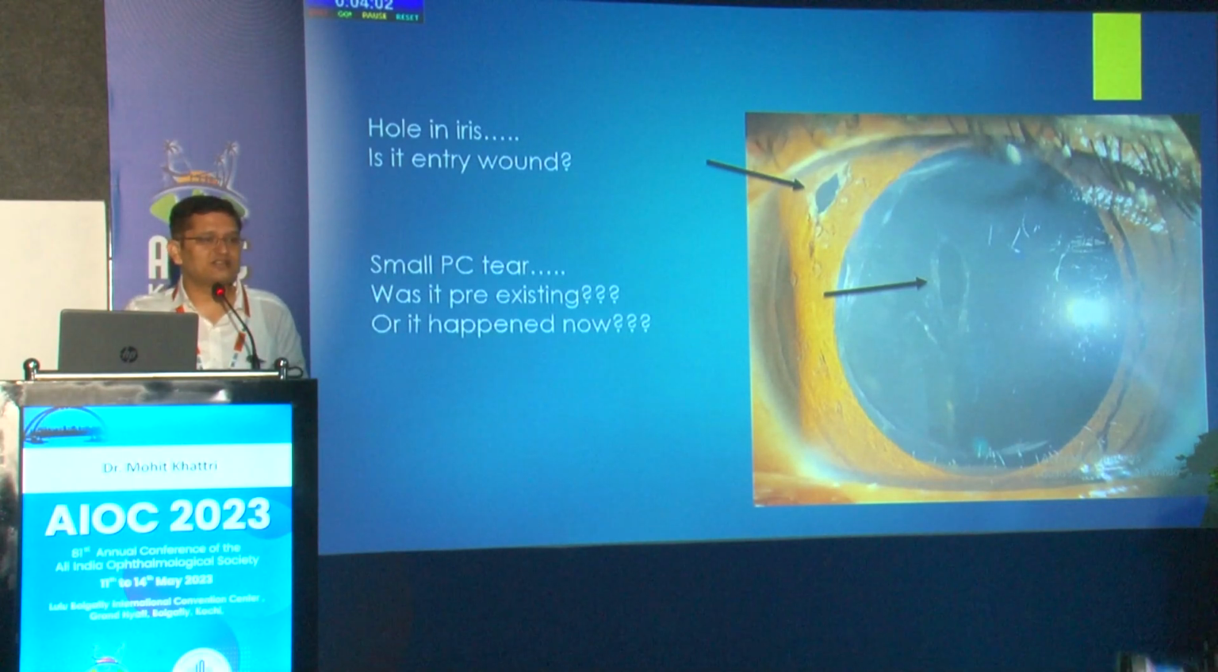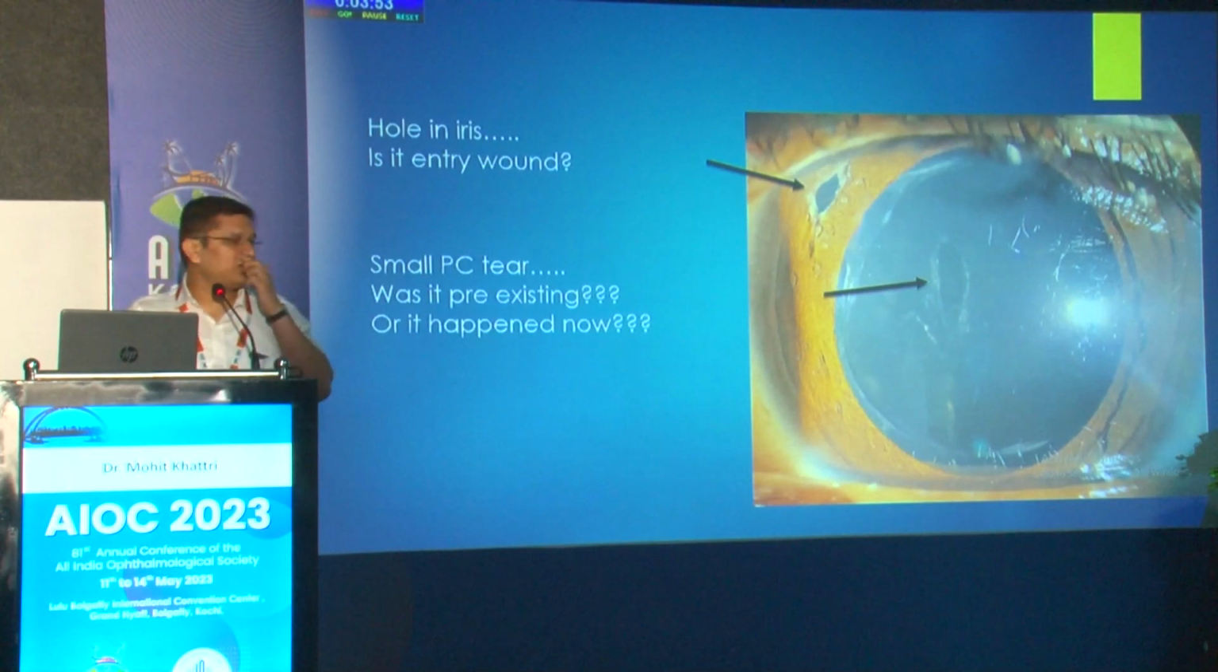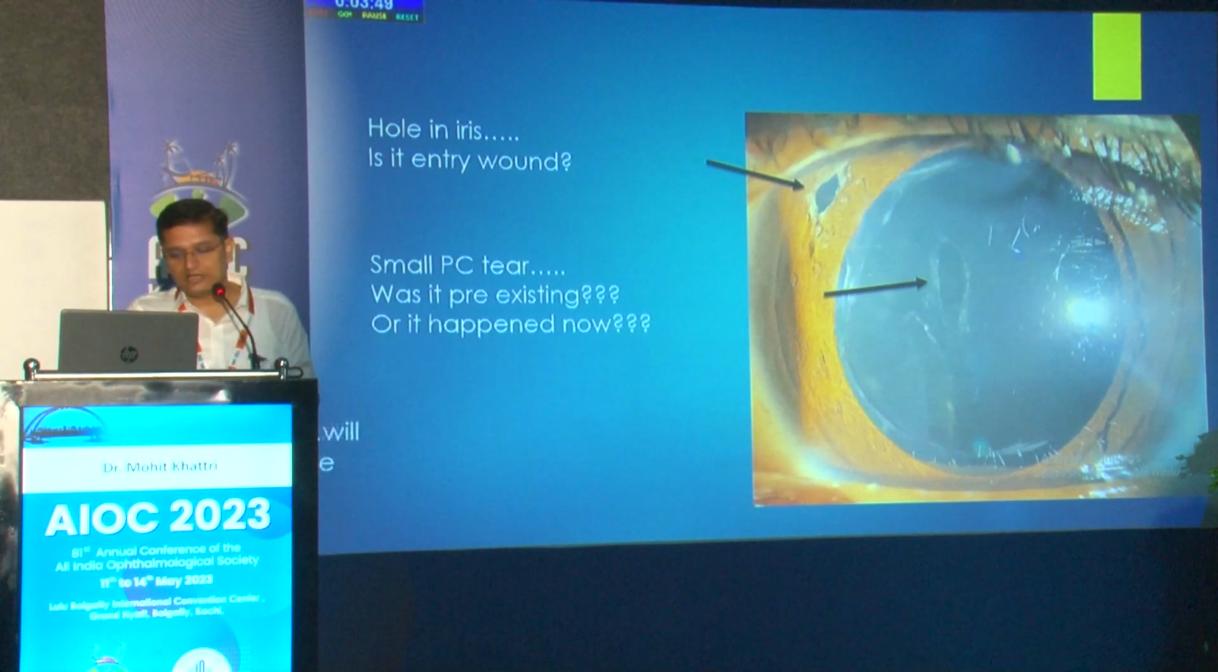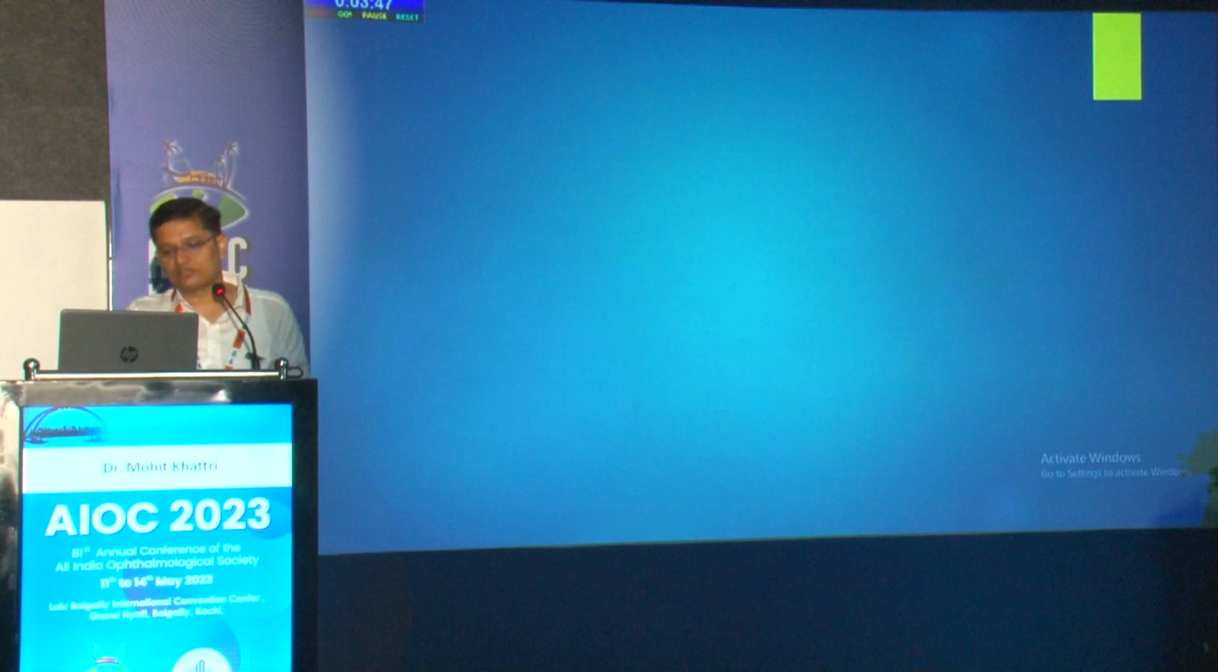There was a hole in the iris. Something brown was there in the cornea. But now there was no point discussing. You have to complete the surgery. So, I will put the IOL in the bag. I kept it in the bag with this rent. And then, yes, it was done nicely.